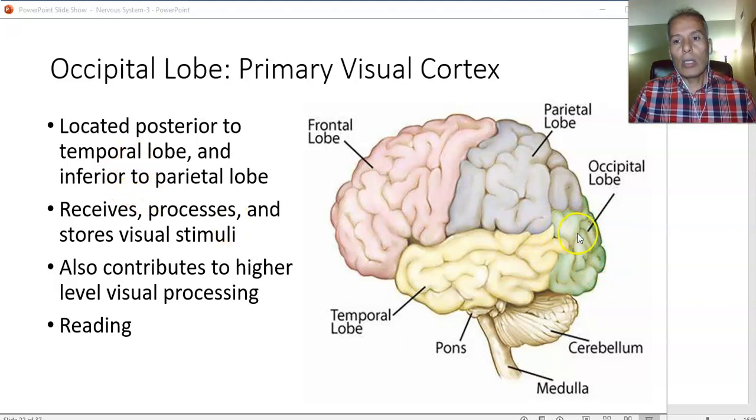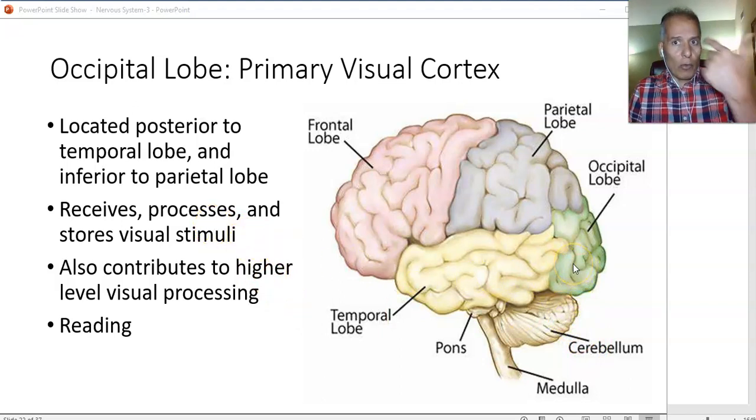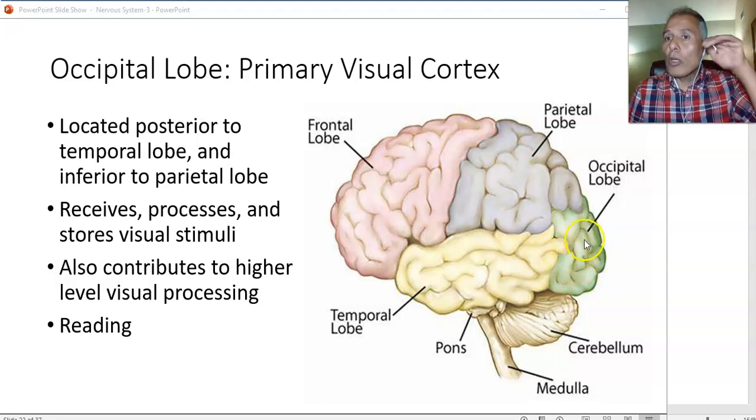So it is located in the posterior part of the brain, posterior to the temporal cortex, inferior to the parietal cortex, and superior to the cerebellum. So it receives and processes information from your vision, and it also stores information. But before this information is stored, it goes to the hippocampus to be sorted out, to be processed, and then once it is sorted out, it will be sent back to the visual cortex to store it.